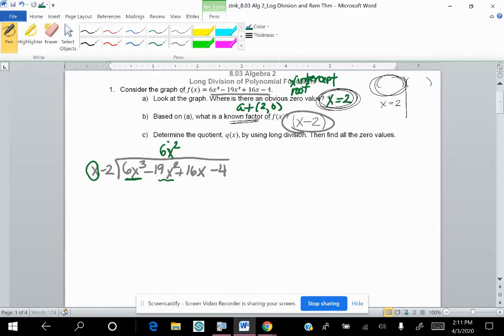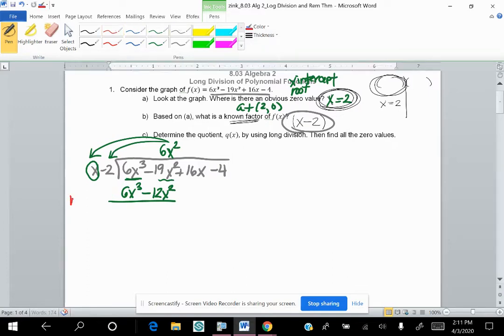Now I'm going to take that and I'm going to call this the rainbow part, multiply it by every term over here. So every term in my divisor. So I've got 6x squared times x gives me 6x to the third. 6x squared times negative 2 is negative 12x squared. Now I want to subtract, but I'm going to subtract this entire binomial. So I need to make sure I distribute my negative.